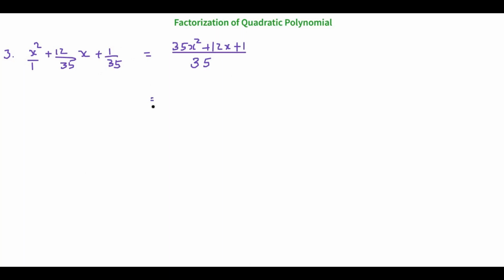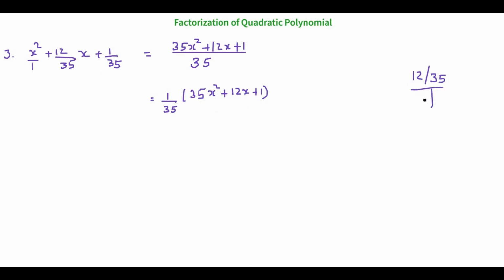The second step, I think you all remember what we would do. Right, we would take 1 by 35 outside as a common term and we will write the remaining inside the brackets. So it is 35 x square plus 12x plus 1. Now we have the equation. Now this equation is pretty easy to solve. The same steps again. When we add or subtract two numbers, we need to have 12, and when we multiply two numbers, we need to get 35.